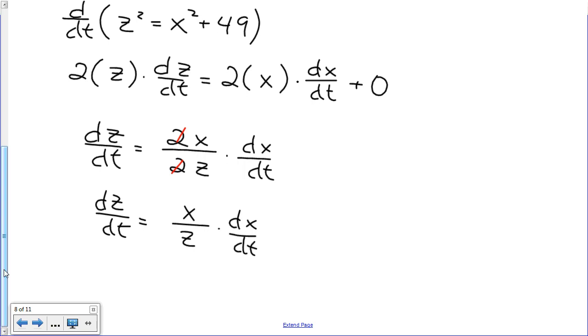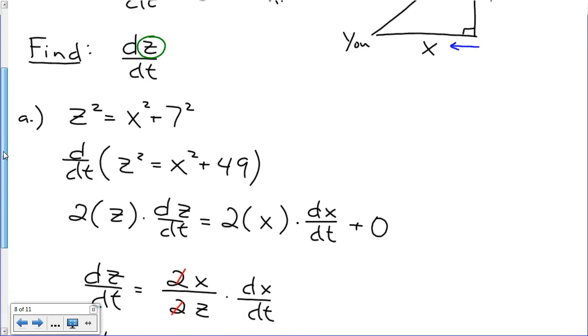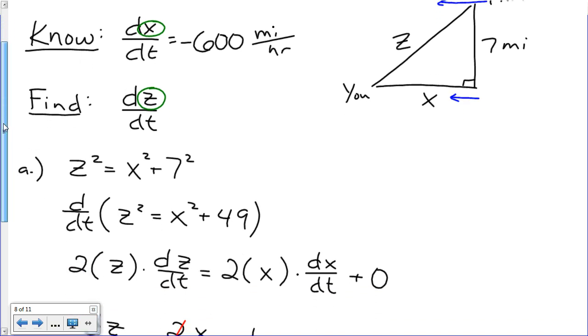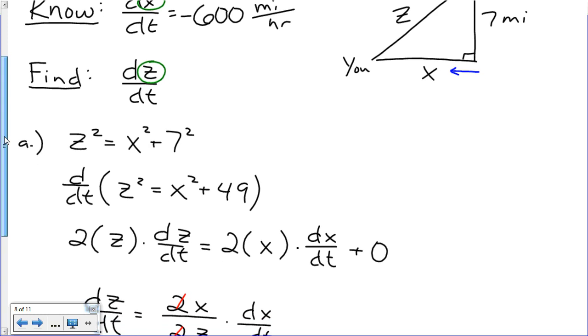Now again, we wanted to write this in terms of just x. So I need to come up with something for z, and I also need to come up with something for dx dt. Now the rate, the dx dt, that's the easy one. If I go back up here, that's part of what we know. We know that rate, so I know that's the negative 600. What I need to do is I need to come up with a way to substitute in for z.